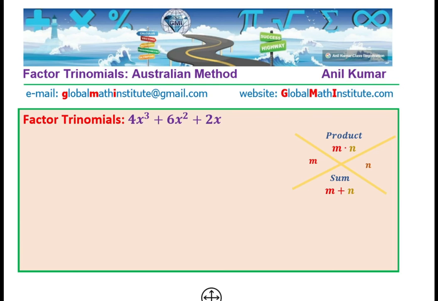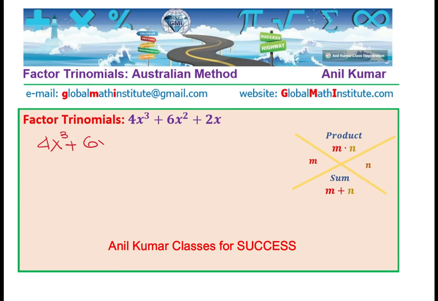Let's take up the next question, question number 7 here. 4x cubed plus 6x squared plus 2x. Now, you can see that there is something common here, right? So, first step always is to take out the common factor. So, let me redo this question by taking out the common factor, which in this case is 2x. So, 2x times 2x squared plus 3x plus 1 is what you get here, right?